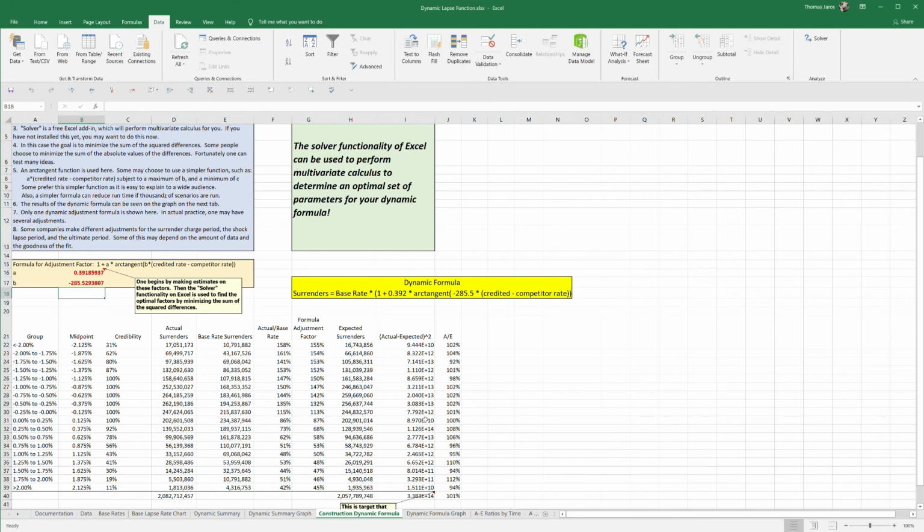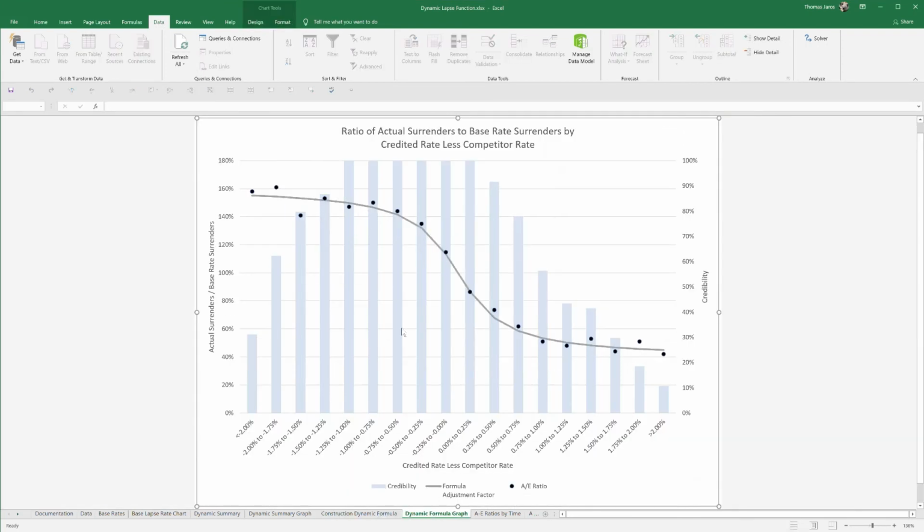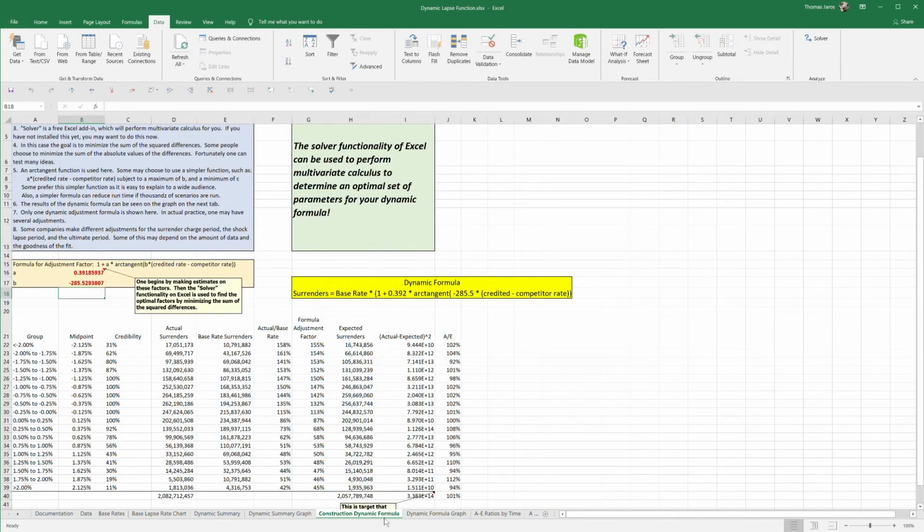Let's see if it looks good. Darn tootin', it looks good. Look at that. It's fitting right on those dots. So you can use Excel to really come up with a very good formula that really fits the data very nicely. Excel does all that calculus for you. That's the nice thing here.